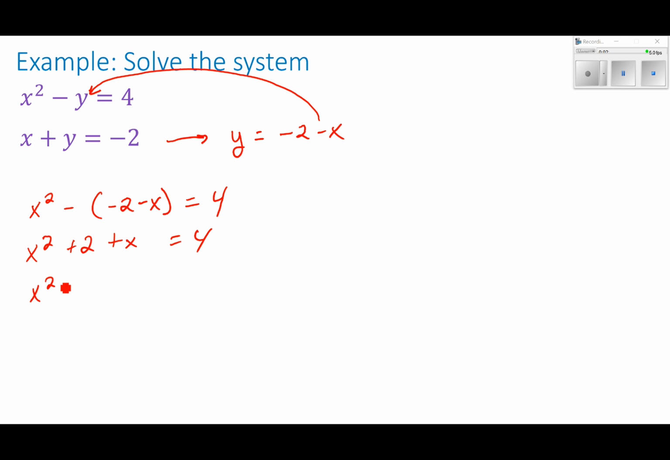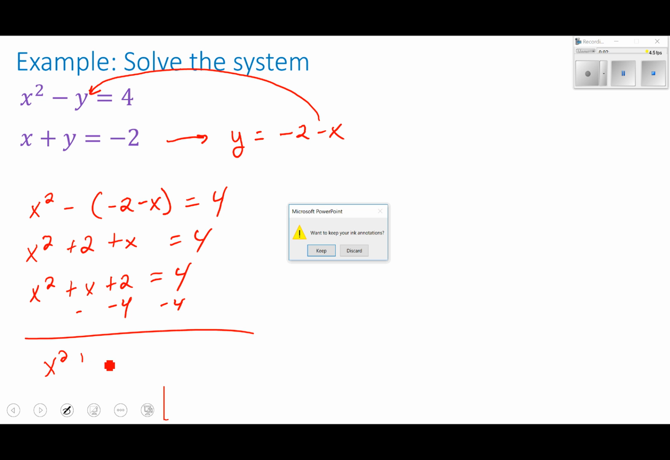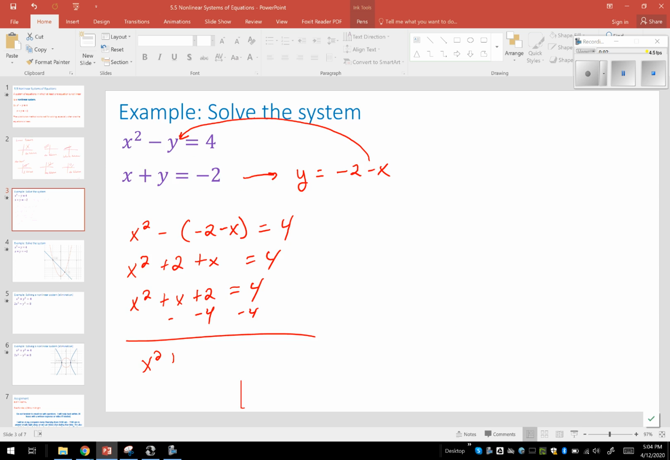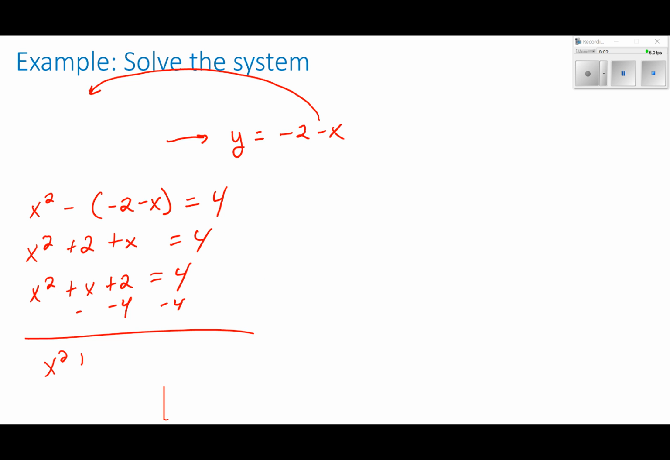Quadratic, we could write in standard form. So this would be x squared plus x plus 2 equals 4. In order to solve a quadratic, let's set it equal to 0. So we'd have to subtract 4 from both sides. So I have x squared plus x, and now this becomes a negative 2, equals 0. So let's see if we can factor that. So x squared plus x minus 2 equals 0.